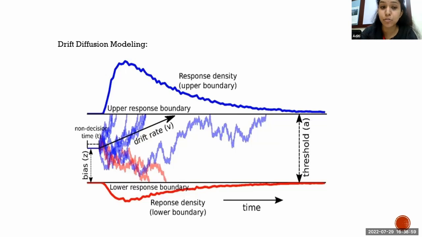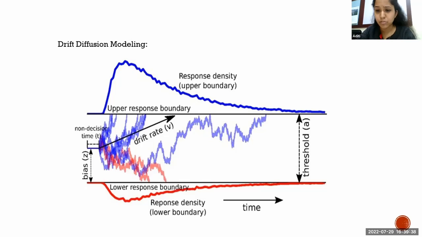The drift diffusion model assumes that during a 2 alternative forced choice task, for example, in this case, responding to the location of the probe, whether left or right, noisy information is continuously sampled until sufficient evidence is acquired to initiate a response for one of the choices. The parameter drift rate estimates the speed of the information gathering. That is, a larger drift rate is meant to have faster information uptake or faster reaction times.